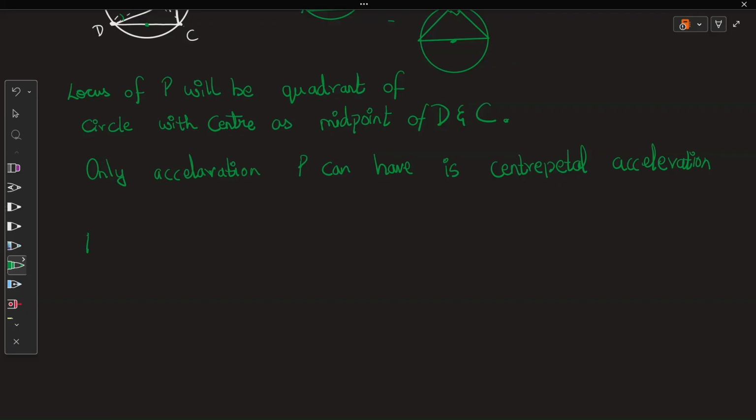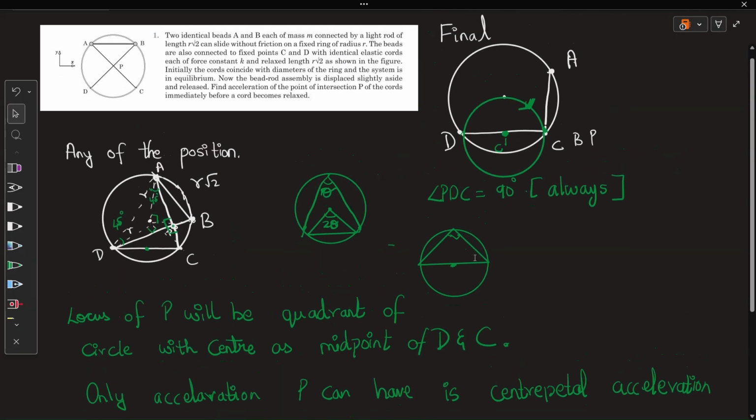So that potential energy, so energy is nothing but, initial and final are the same, so I'm just terming it as energy: half k into (2r minus r root 2) whole square into 2 because I have two strings. And in the final case, they both have zero extension, so they have zero potential energy in them.